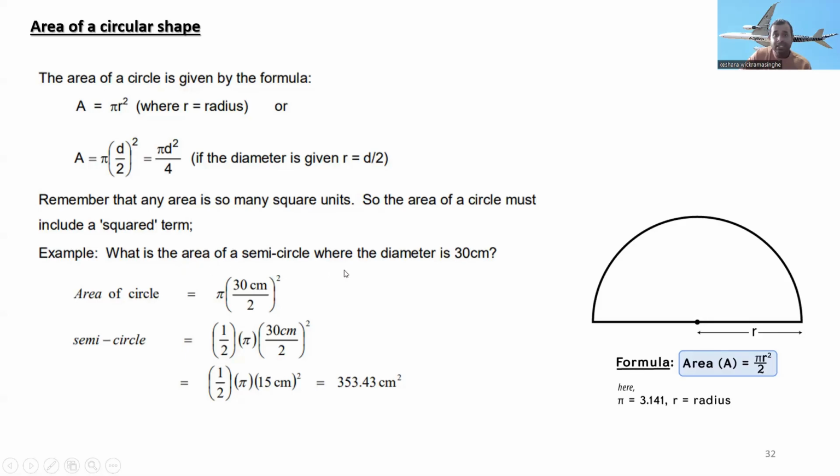Example: what is the area of a semicircle where the diameter is 30 centimeters? This is the full circle, and now we're going to find the area of a semicircle. The area of a circle is π into (d divided by 2) squared. For the semicircle, we need to divide this formula by 2. So the semicircle is half into π into (30 centimeters divided by 2) squared. The answer comes to half into π into 15 centimeters squared, which is 353.43 square centimeters.